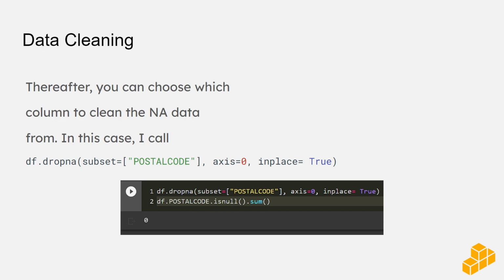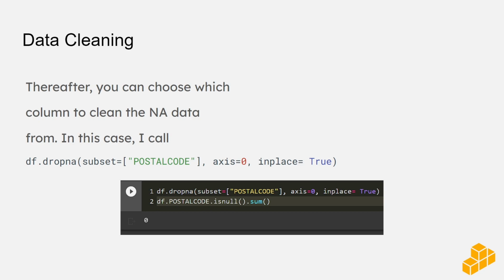So okay, to clean all these missing values, we can use df.dropna, and you put a subset equal to whichever columns you want to remove the NA on. In this case, I want to remove it on postal code, and my axis is equal to 0. So what is this axis equal to 0?